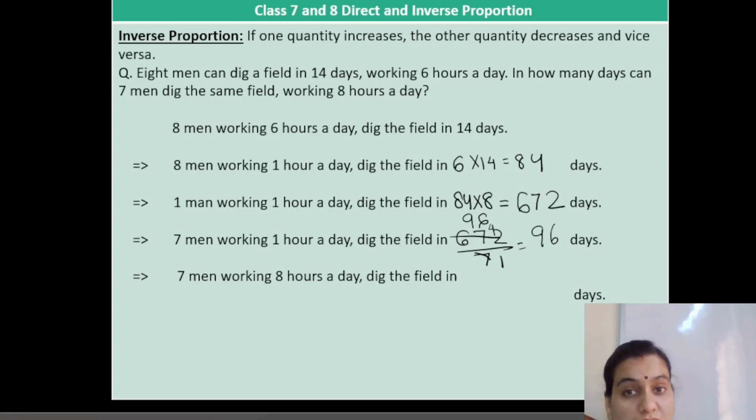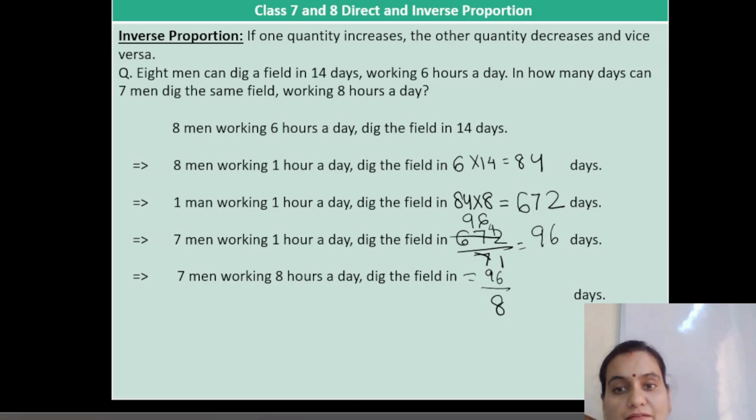Now what happens? We are reaching the final leg of the question. What happens if 7 men working 8 hours a day dig the field? If the same 7 men are working not 1 hour but 8 hours a day, definitely the number of days will further lessen. By how much? By 8, because they are working 8 hours per day.